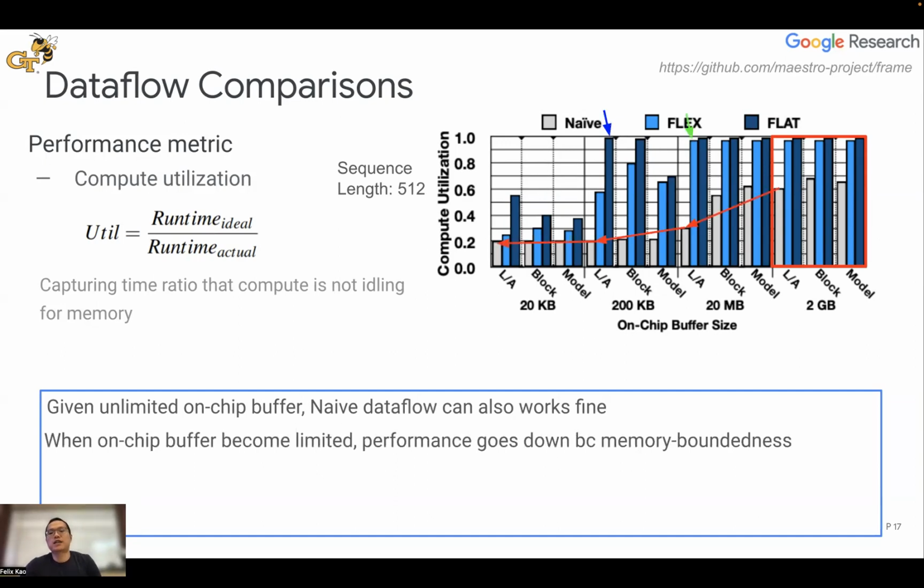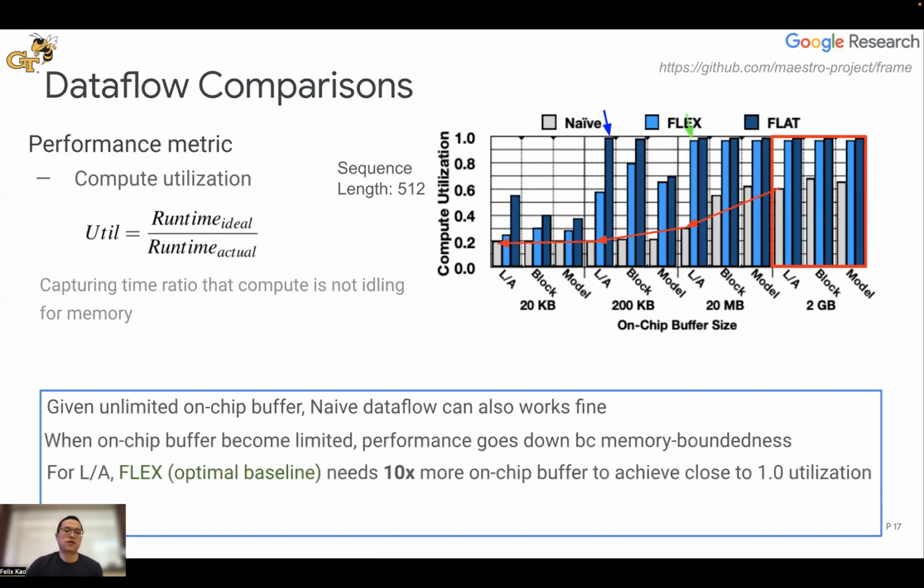If we compare flex with flat, we can see that for the larger 10 operation, flex, the optimal baseline, needs 10 times more on-chip buffer to achieve close to 1.0 utilization compared to flat. However, model-wise, because they are amortized by other operators in the attention model, flex and flat perform pretty similarly.